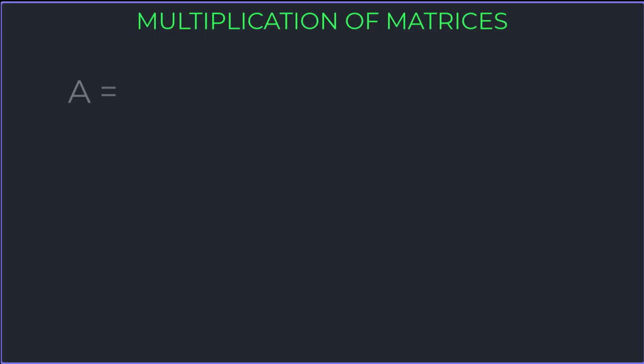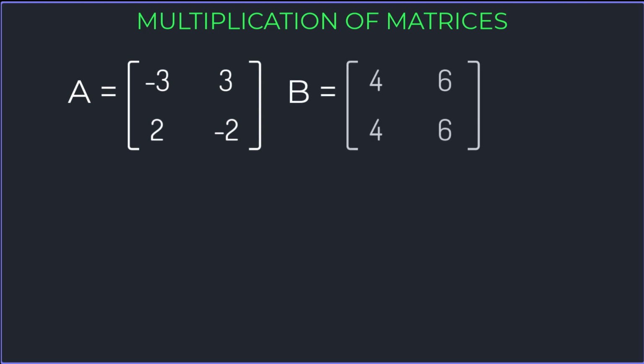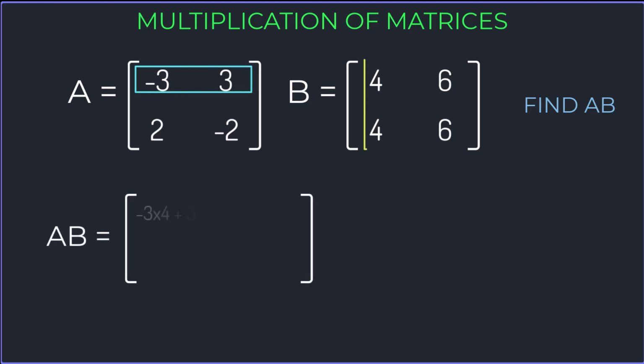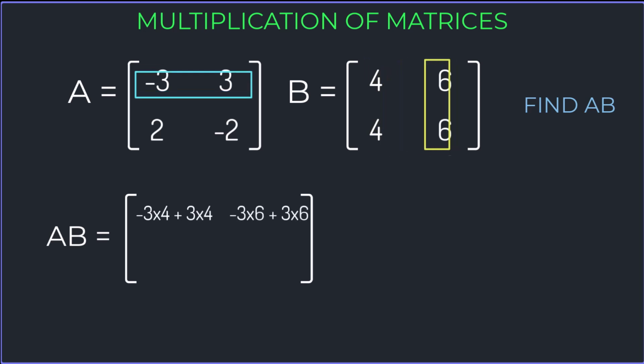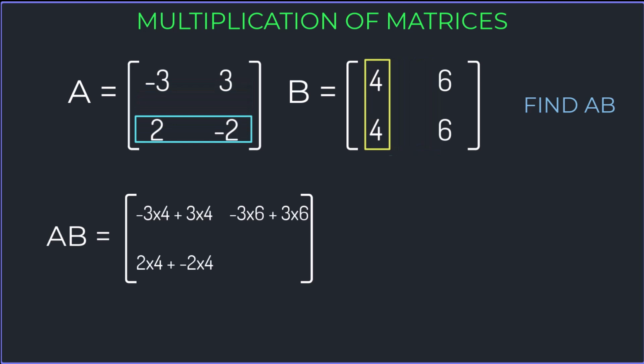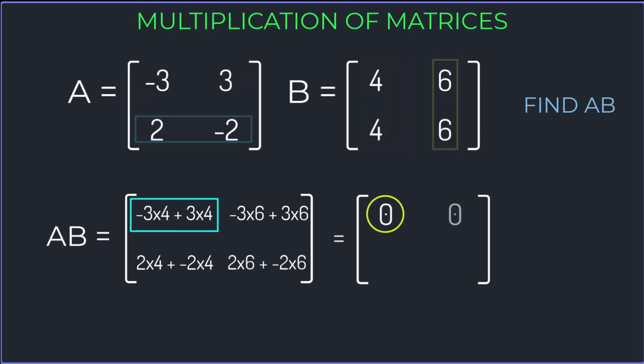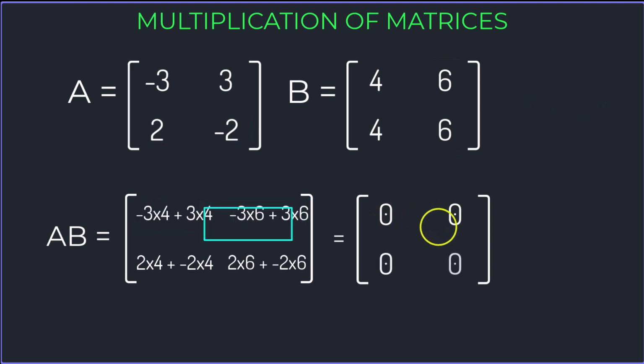Now consider these matrices. Matrix A is a 2 by 2 matrix, minus 3, 3, 2, minus 2, and B the 2 by 2 matrix 4, 6, 4, 6. Obviously, they are compatible for multiplication being square matrices of the same order. Let's see what would be the product of these matrices. Interestingly, it is a zero matrix.